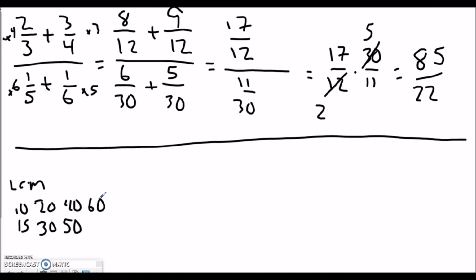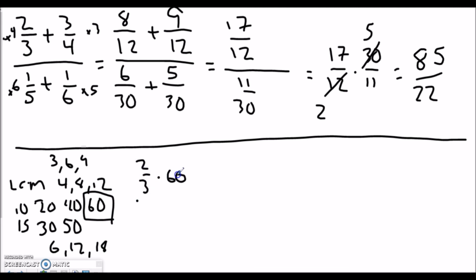And again, if you need to make your list with all numbers, you could do 3, 6, 9, etc. 4, 8, 12. 6, 12, 18. But I'm going to do some of that in my head. 60 is the key number. So let's go ahead and multiply. 2/3 times 60. That reduces to a 20 and a 1. 2 times 20 is 40.